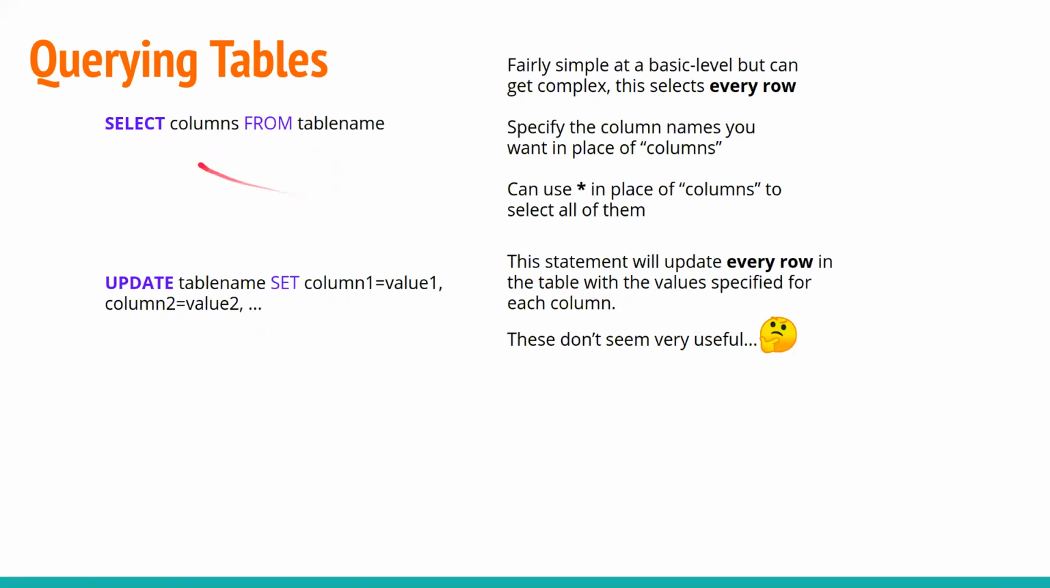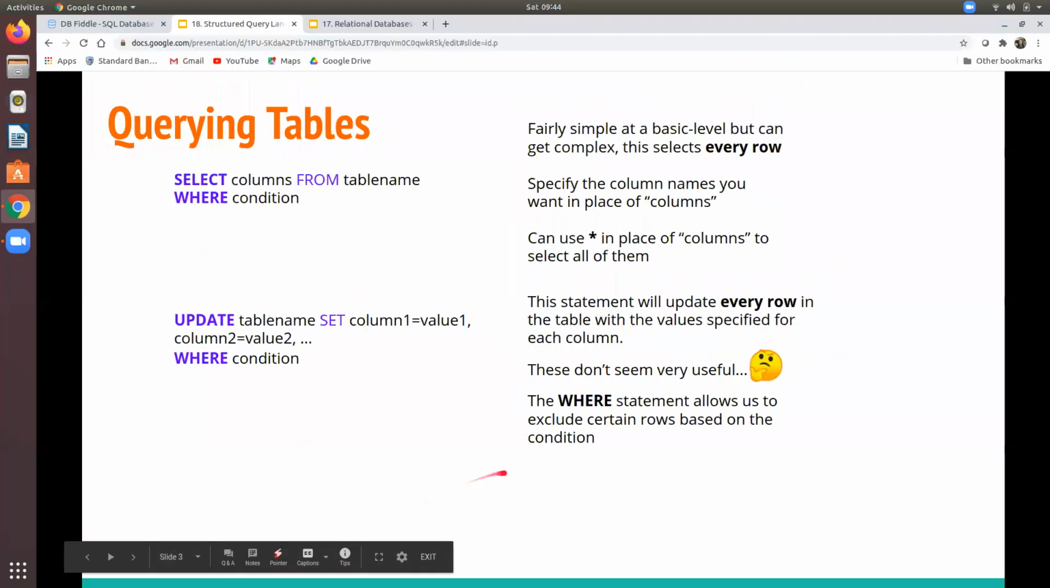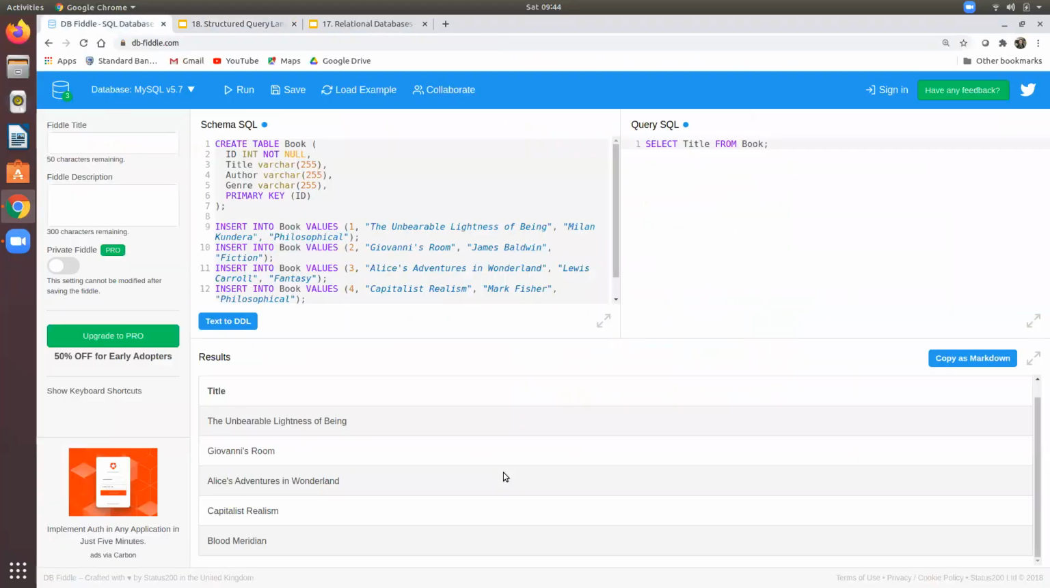You can choose what column you want to select, and you can choose what column you want to update, but how do I choose the row? How do I specify the row? I want to only select certain rows, and I only want to update certain rows. So what we do to add this is we use the word where. Let's try this out.